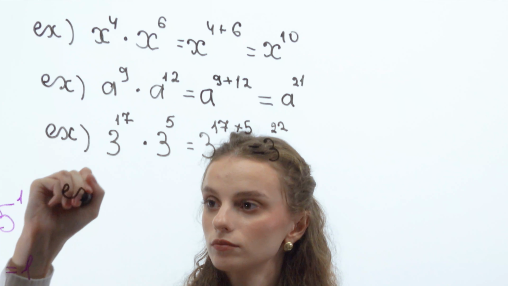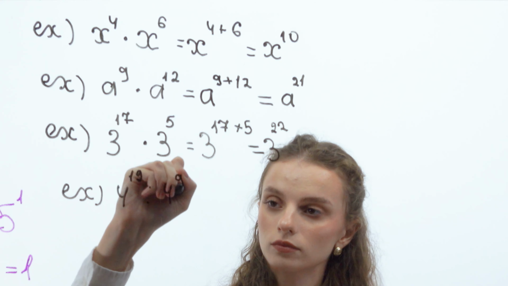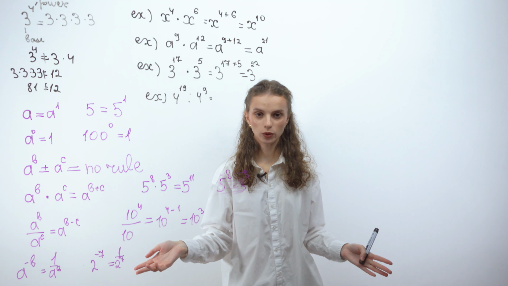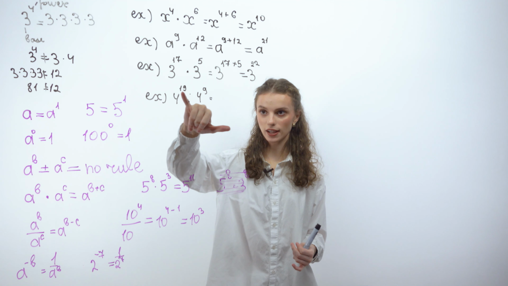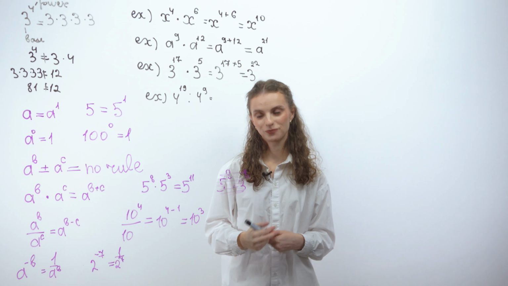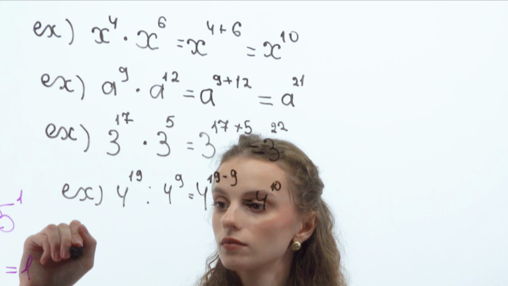Okay? In this example, I have 4 to the power of 19 divided by 4 to the power of 9. What is the rule when we see division? We are going to subtract our powers. So 19 minus 9. Let's do it. And your final answer is 4 to the power of 10.